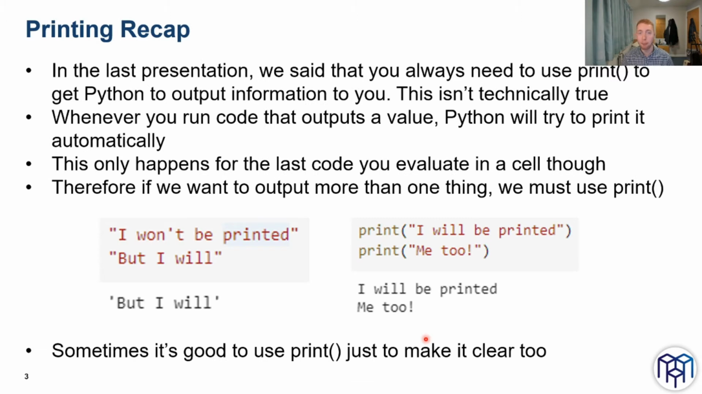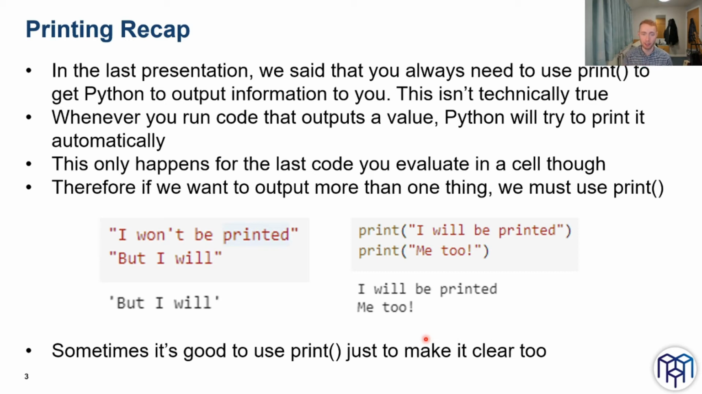And so we also had a look at printing. This is the way of outputting information to the user from our Python code. I said last time that we always need to use print to get Python to output something to the user, and that isn't technically true. It turns out that whenever we run code in Python or in Google Colab, Python will automatically output that value into the cell. But it will only do that for the last thing that you ran. So if you have a block of code that outputs multiple things, Python will only output the last one by default. If you want all of them to be outputted, you have to explicitly use print.